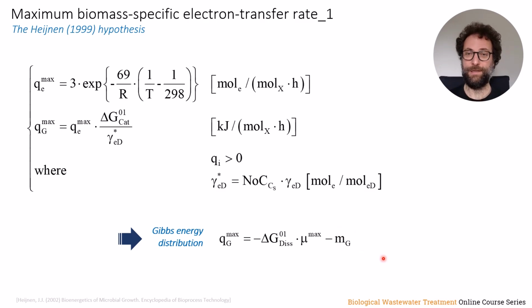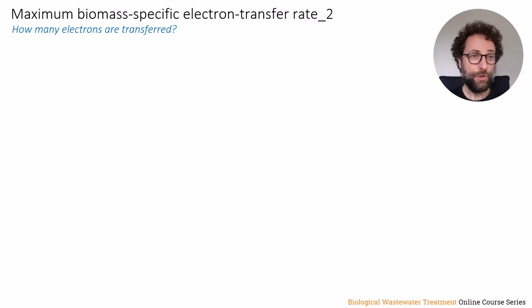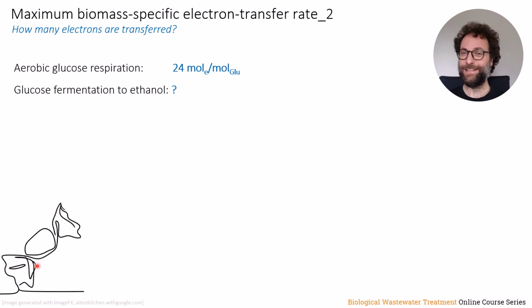But before doing so, I would like to highlight one specific challenge of this approach, which is knowing how many electrons are involved in the catabolism. So if we go back to our candy example, we already know that aerobic glucose respiration involves the transfer of 24 electrons per mole glucose. Now the question is, how many electrons are transferred in glucose fermentation to ethanol, where glucose is both the electron donor and the electron acceptor?